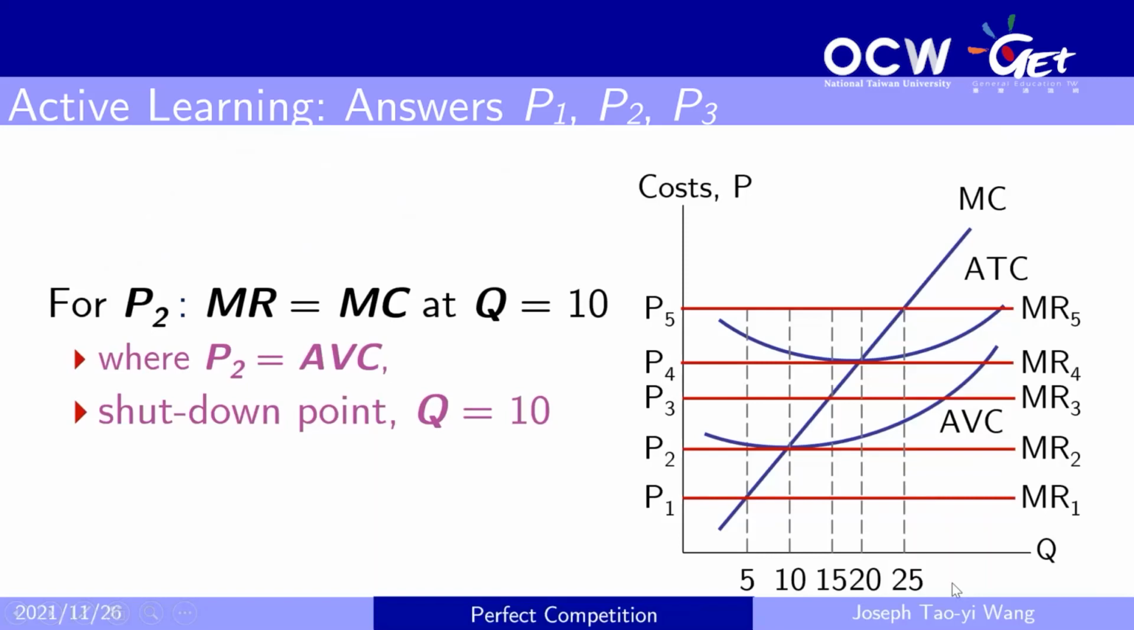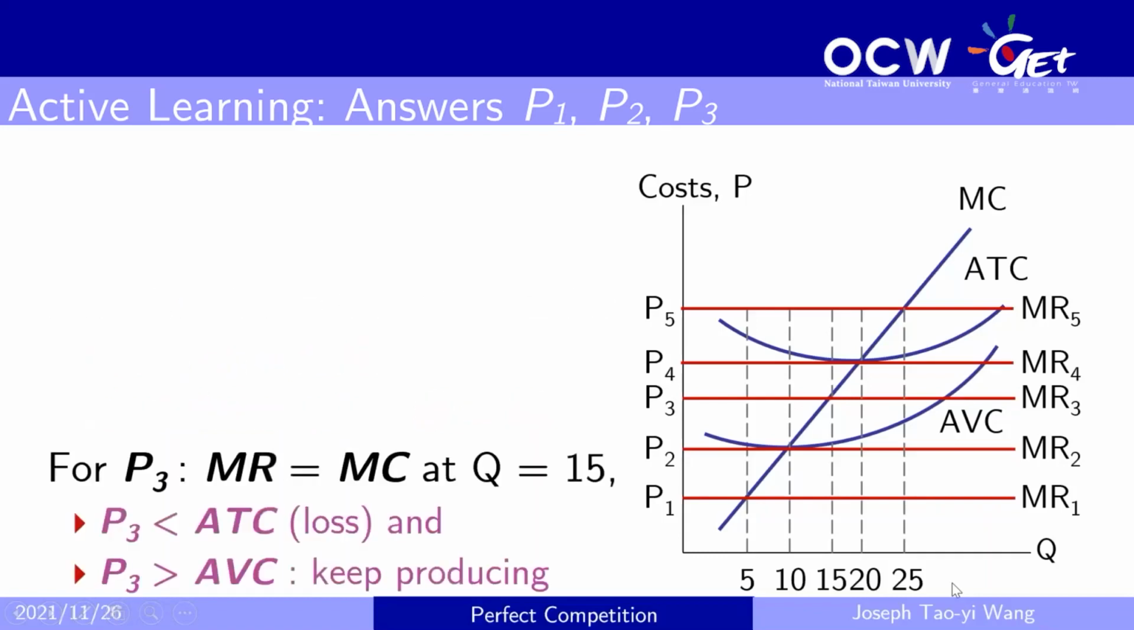So you are indifferent between producing and still paying the fixed cost and just leaving the market, because the revenue from your production is just enough to cover your average variable costs, and that's it. So you are indifferent between shutdown and still producing at this loss. What about P3? So now you are above the AVC curve, so you should keep producing, but you are below the ATC curve, so you're making a loss. So there is a loss here. So you decide to produce a quantity 15, but you're making a loss.